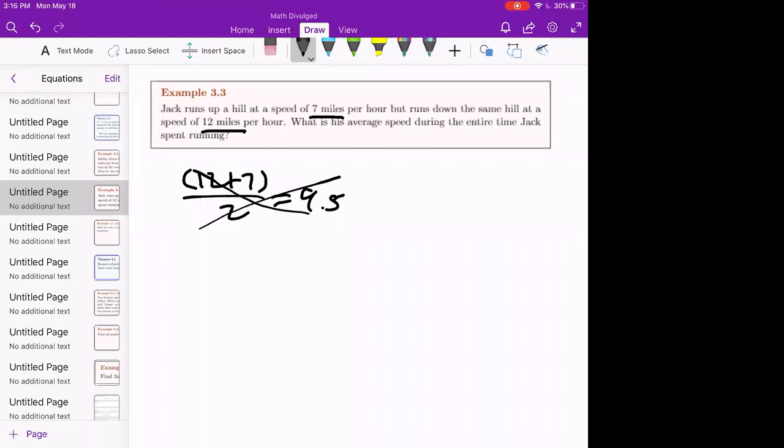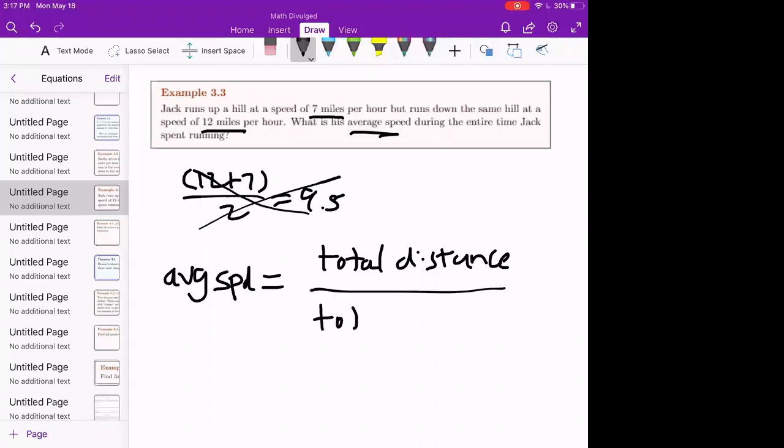There's going to be an easy formula we can use, which I'll show you guys later, but first, let's understand why that formula would work. First, we have to realize that average speed is equal to the total distance that Jack runs over the total amount of time that Jack runs. So first we need to find the total distance, then we need to find the total time. But again, the total distance and total time are not really given to us. So how do we do this?